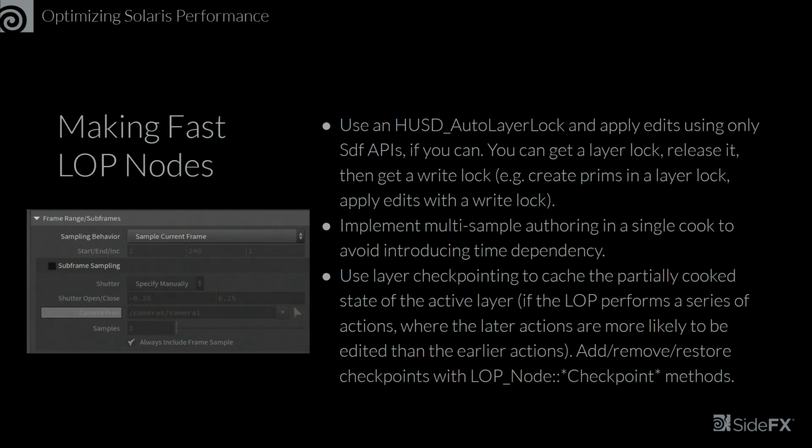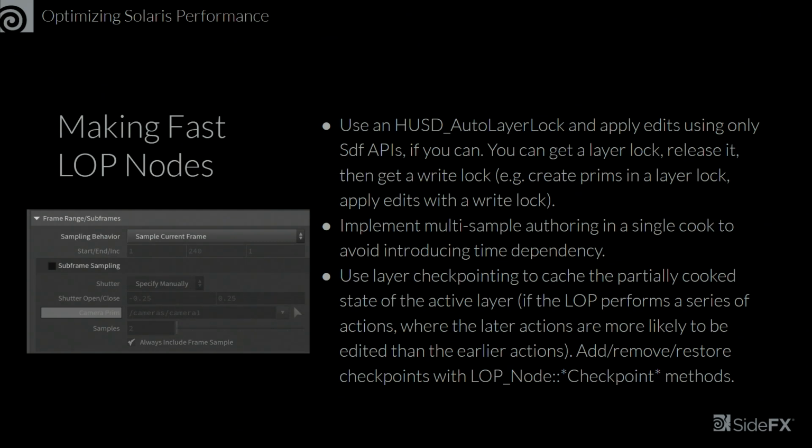So how do you make a lop node that runs quickly? Like I said before, use a layer lock if you can, and apply your edits using only SDF APIs. It's fine to break your cook method into multiple parts, but again, that only works in C++. I should probably make it so that you can do that in Python as well. But right now you can't.